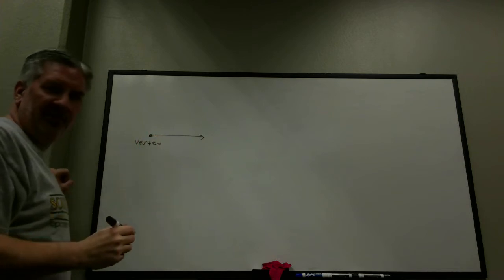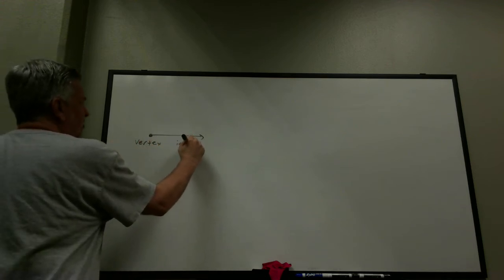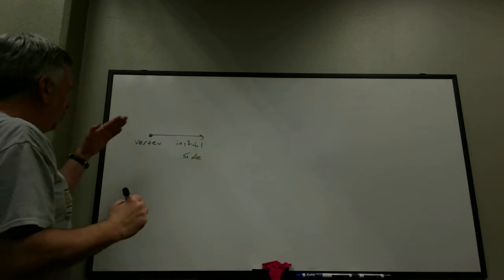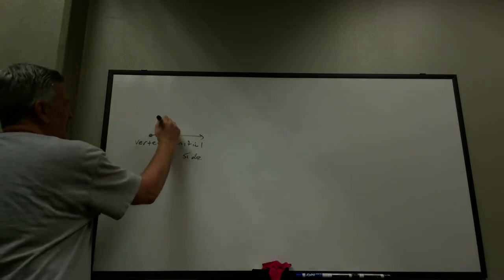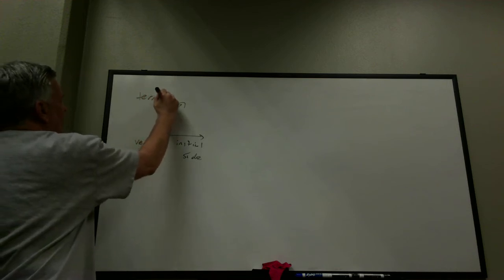And where have you seen that before? The vertex, remember we had the vertex of a parabola. So we have the vertex here of an angle. This is called the initial side. And then we're going to rotate that angle about its vertex. I'm just going to draw something. So suppose I rotate it that much. And then this is called the terminal side.